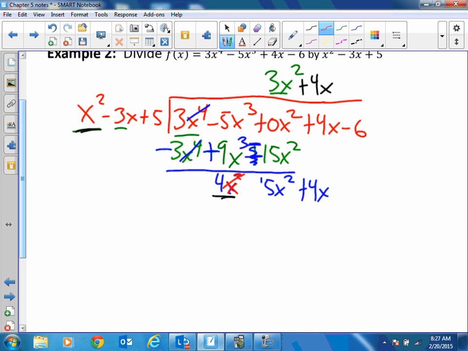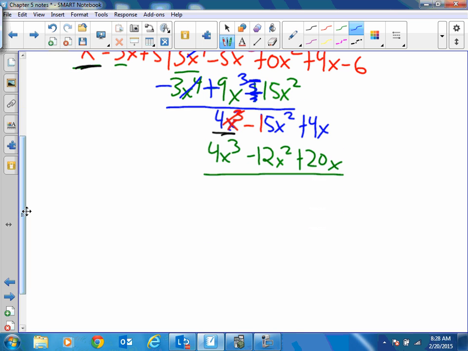Okay, that'd be 4x cubed. All right. And then 0 minus 15, that'd be minus 15x squared. Okay, plus 4x. All right, so then we would have 4x cubed minus 12x squared. And then, because we got minus right there, got to change the minuses. And then 4x times 5 is 20x. Okay, so then we got to change the signs, make that a negative, make that a positive, and make that a negative 20x. Okay, because we got to change the signs of all those.